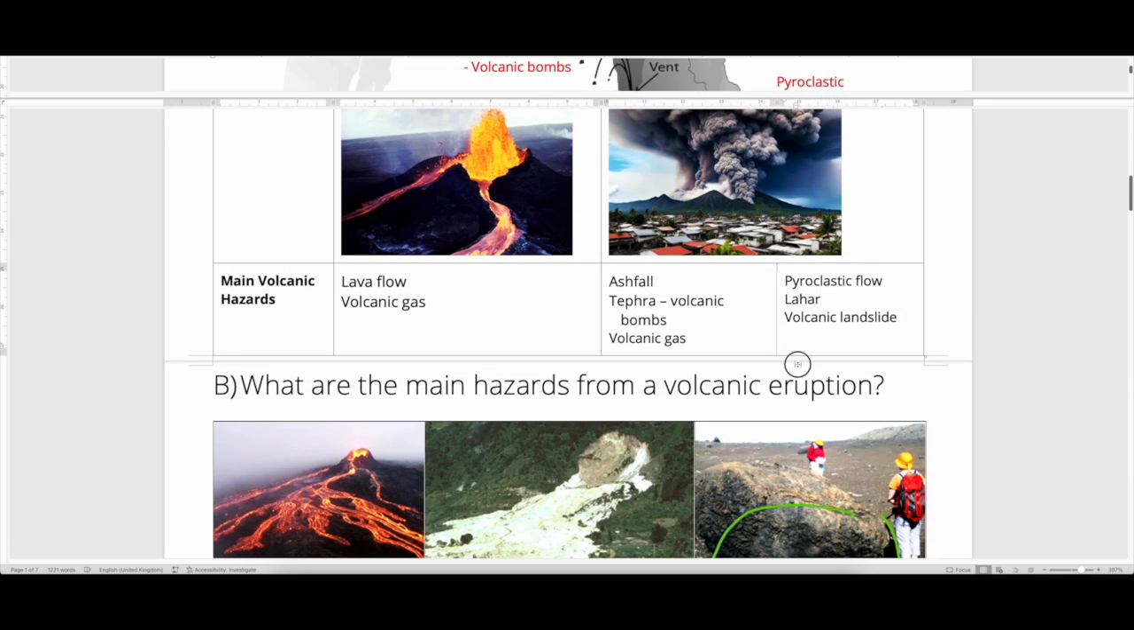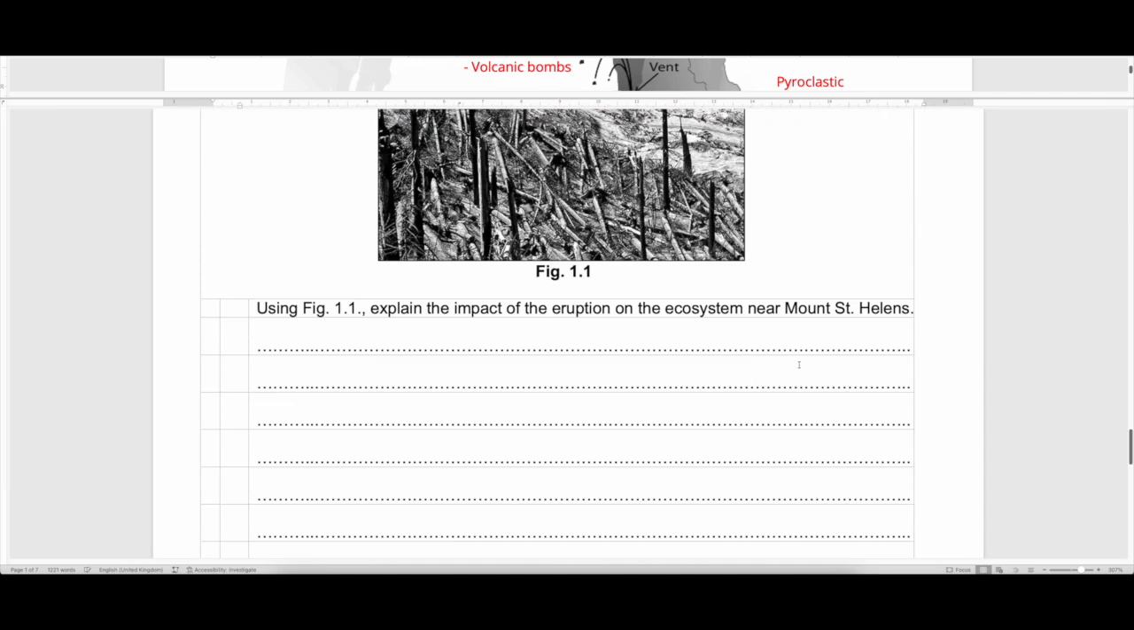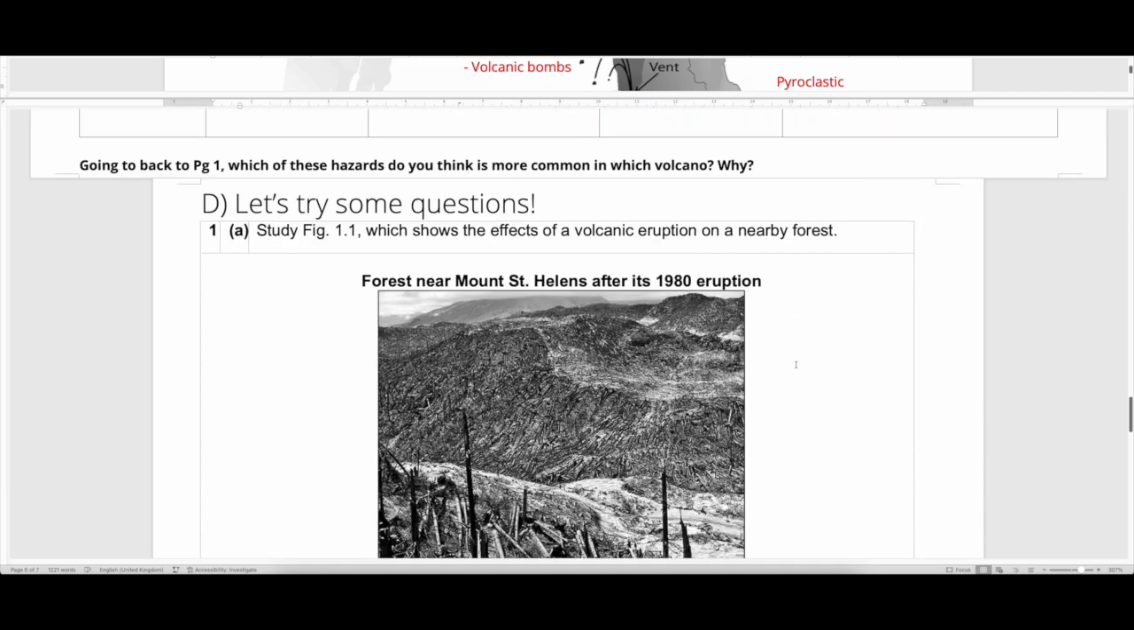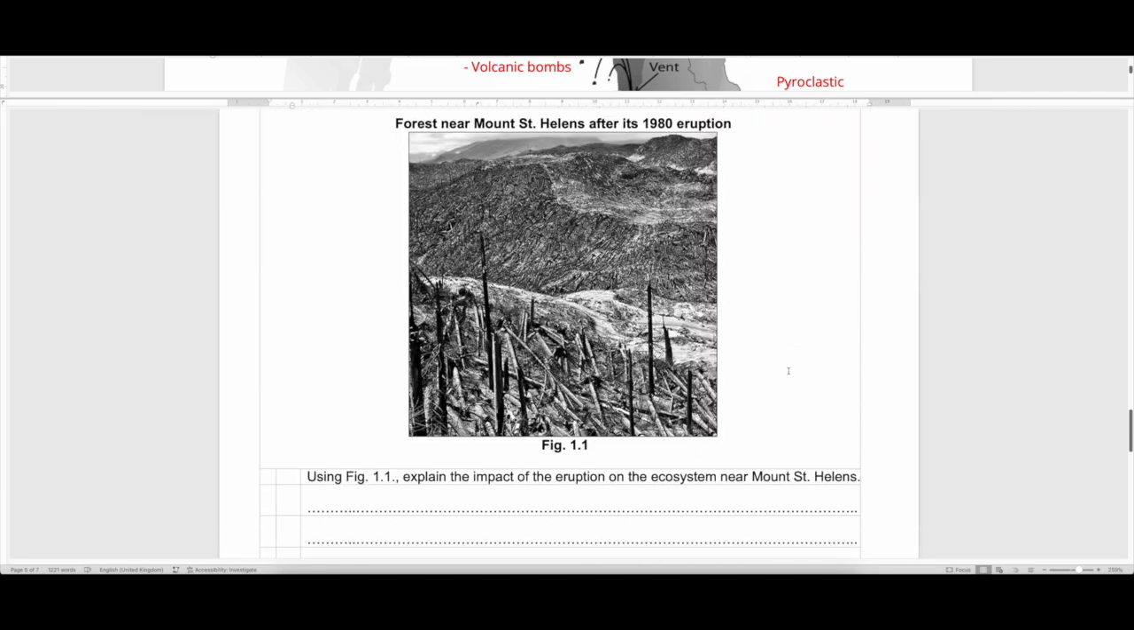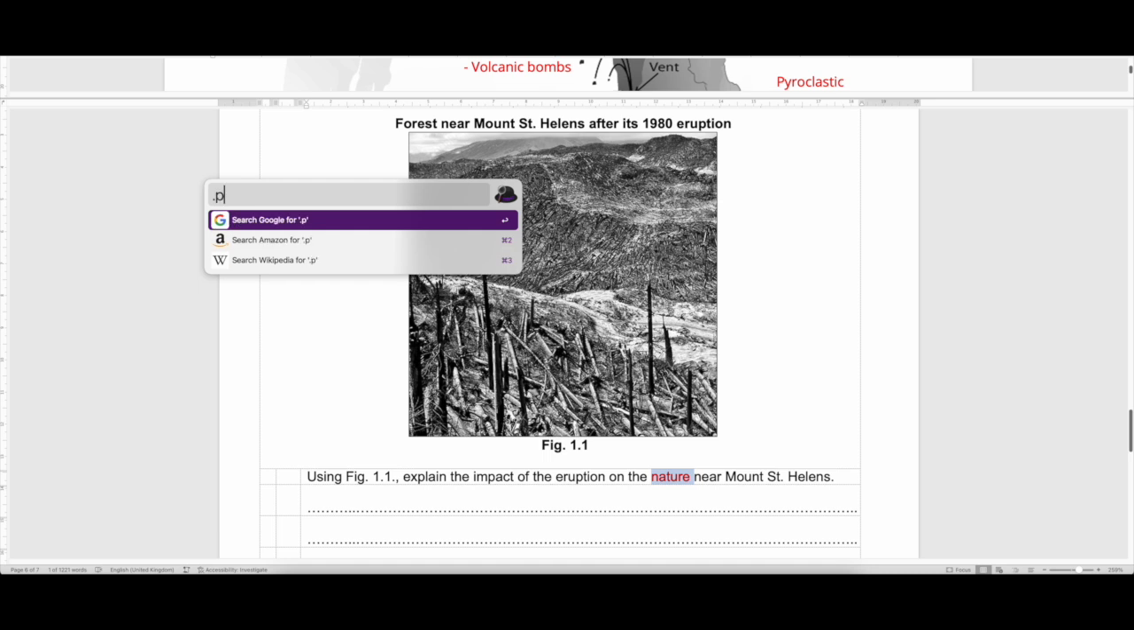All right, now let's try some questions. Let's look at the second last page. Can I get you to try this? What hazard do you think it is? And then tell me what's the impact on nature. So this was the eruption of Mount St. Helens. What happened to nature? Can you identify the hazard and explain? Okay, pause the video and try the question.